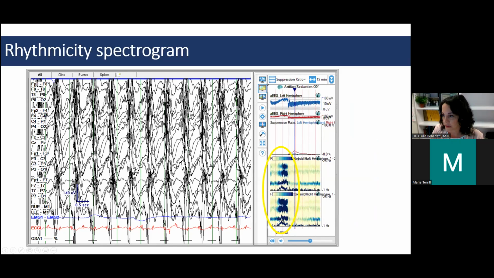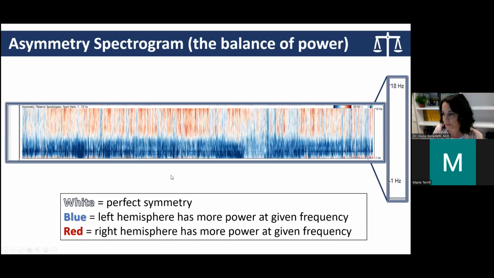The rhythmicity spectrogram is another trend that Persyst offers, and basically the more rhythmic EEG is, the denser blue it will show up. And so a seizure by definition has a lot of rhythmicity. So during this right-sided seizure, it got really densely dark blue. The asymmetry spectrogram is all about the balance of power between the hemispheres. And so when it shows up as white, there's perfect symmetry between the hemispheres. When it shows up as blue, the left hemisphere has more power. So in this example, the left hemisphere has a lot more of the low frequencies, the delta.